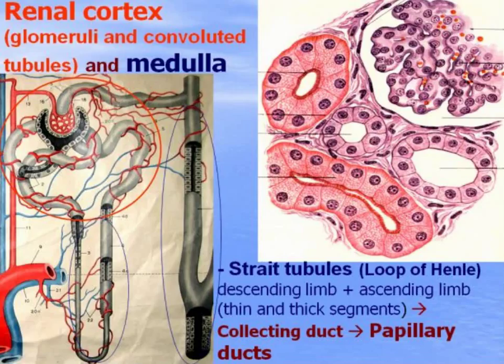So, the renal cortex consists of renal corpuscles, renal bodies, and convoluted tubules, proximal and distal. The straight tubules, collecting duct and papillary duct compose the medulla of the kidney.